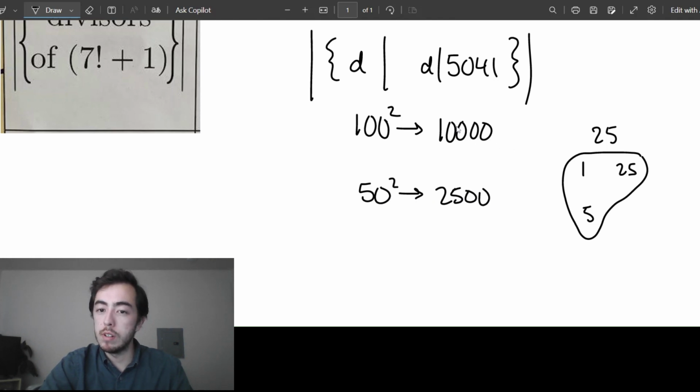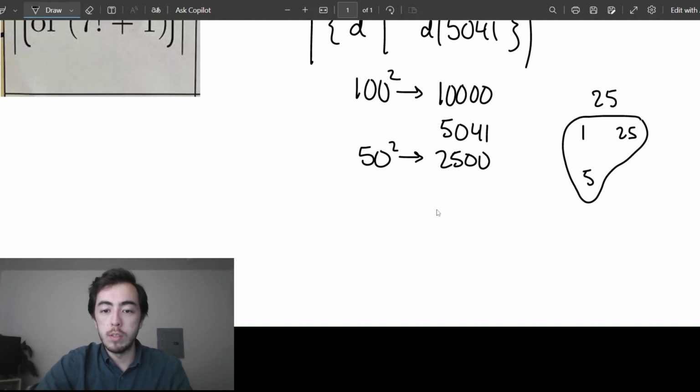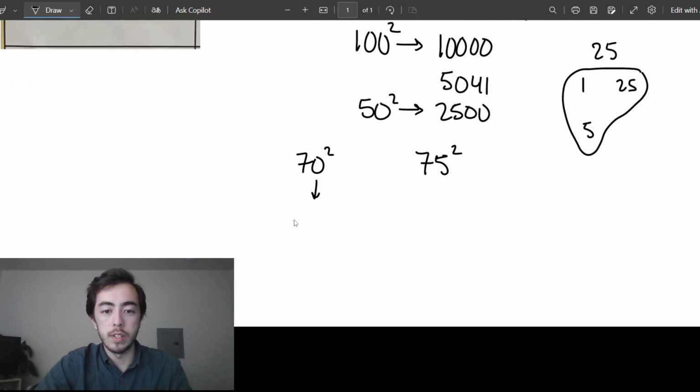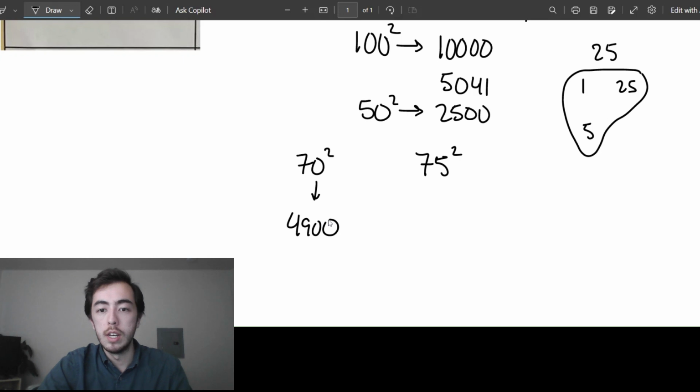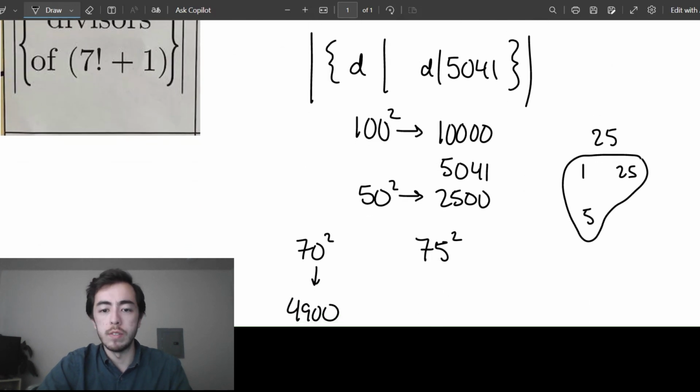So it looks like I'm kind of in the middle here. If I double 2,500, I'm roughly getting 5,041. And if I double that again, I'm roughly getting 10,000. So maybe a good guess would be 75 squared. Let's just try some numbers around maybe 75, maybe 70, just to see ballpark where we should be. 70 squared is going to be 4,900. Actually, that's really close to 5,041.